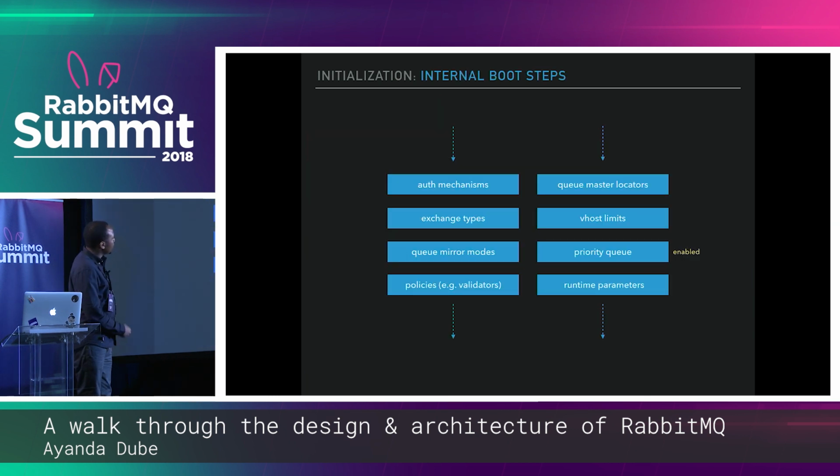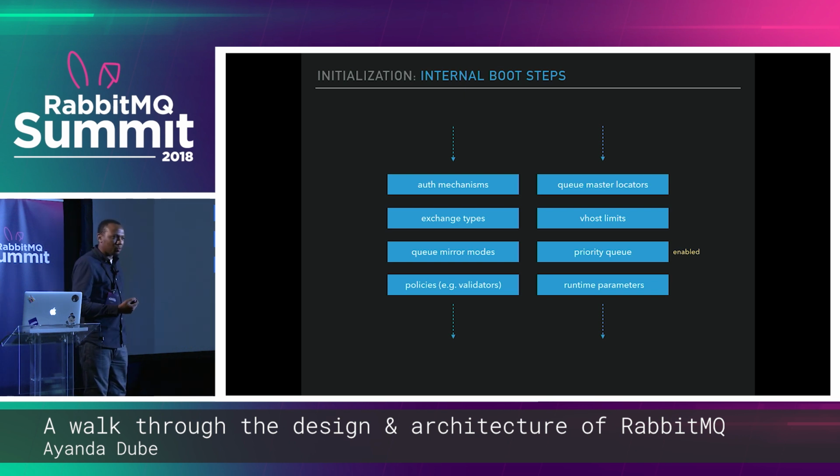And part of the internal boot steps that are executed, you've got your authentication mechanisms, right? You've got your queue mirror modes, HA all, HA nodes. You've got your policy validators that are initialized. And you've got a priority queue. This is interesting because priority queues are enabled by default in RabbitMQ, right? So that is always enabled. And we'll get to that at the end.